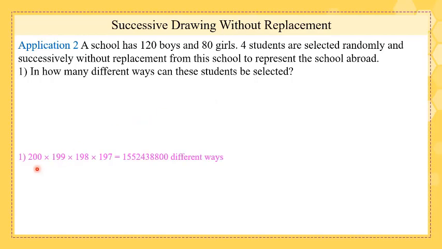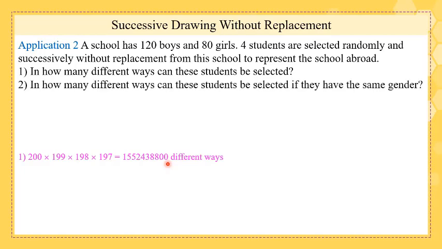So here we have 200, 199, 198, 197, which is this very huge number, or we could have used the arrangement. Now, in how many different ways can these students be selected if they have the same gender? Try also to do it alone. Well, in this case, we're going to have boy, boy, boy, boy, or girl, girl, girl, girl.